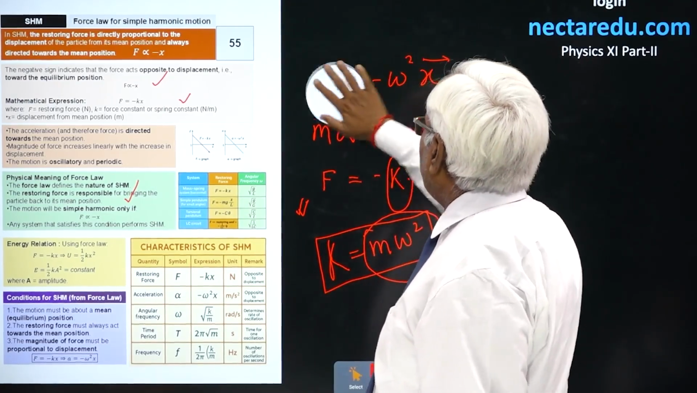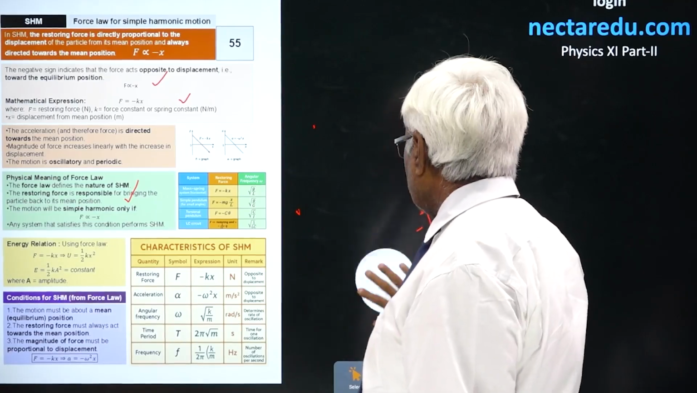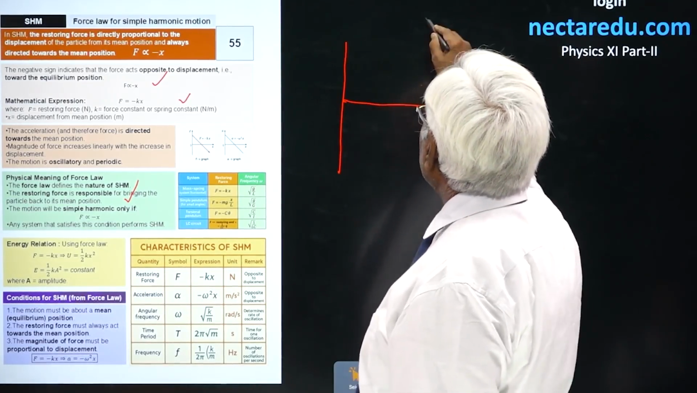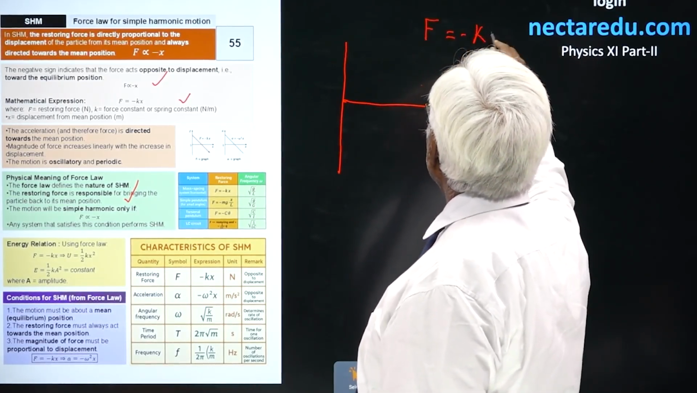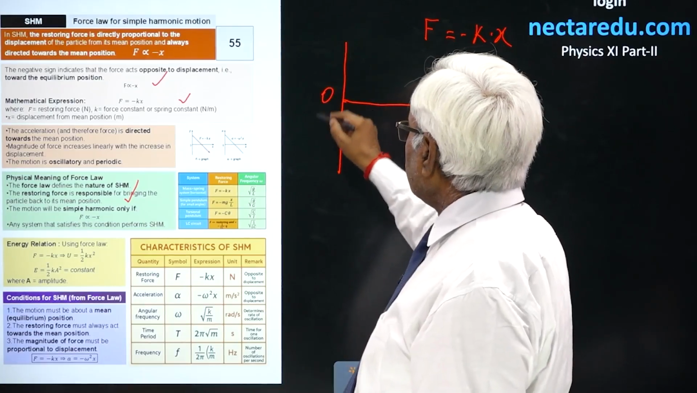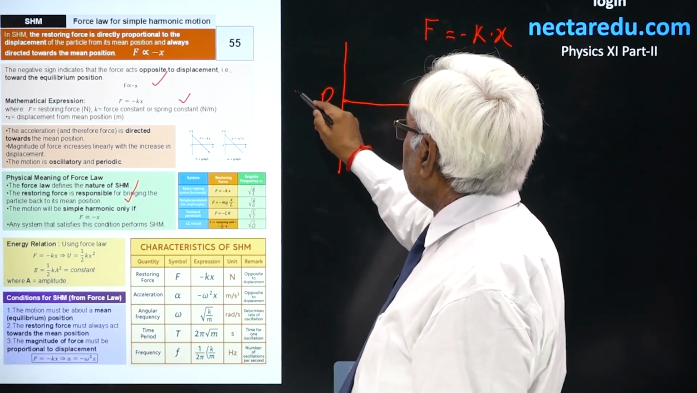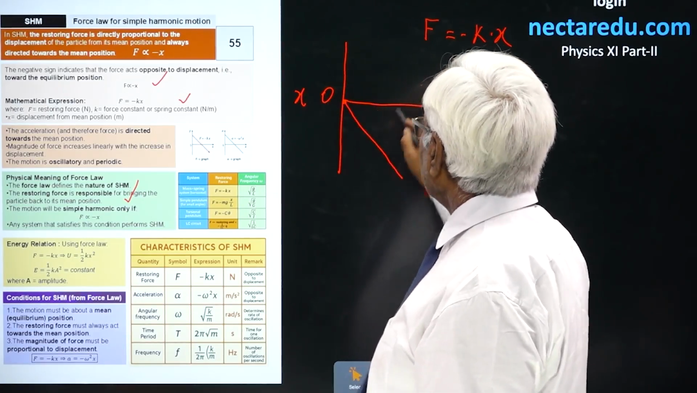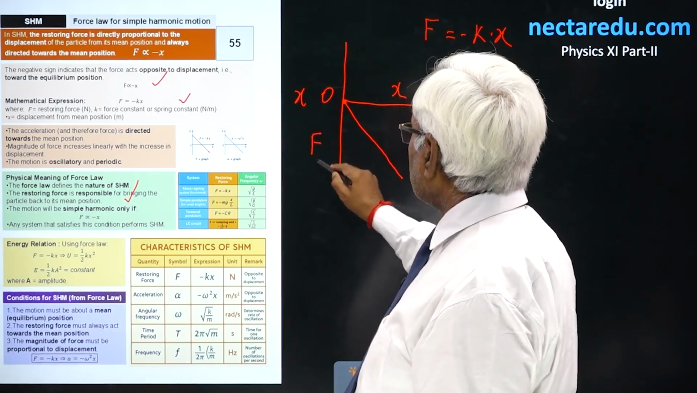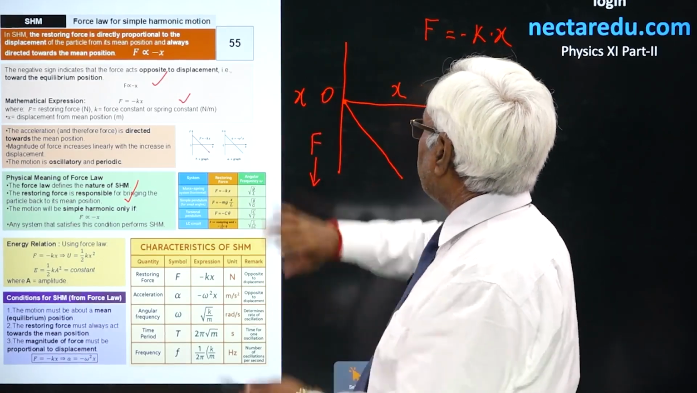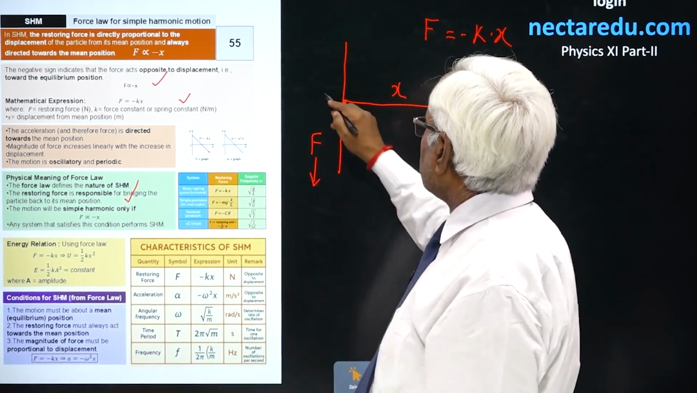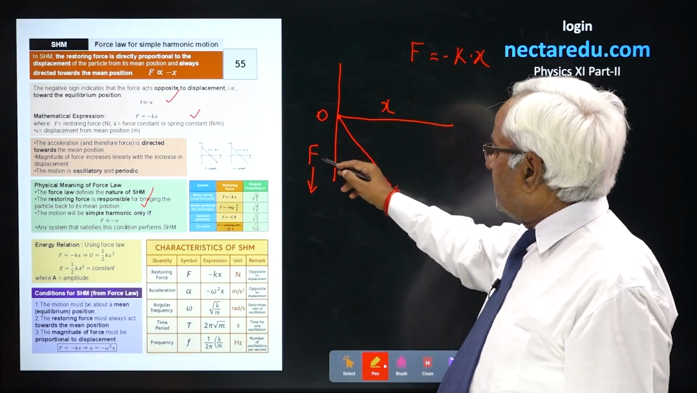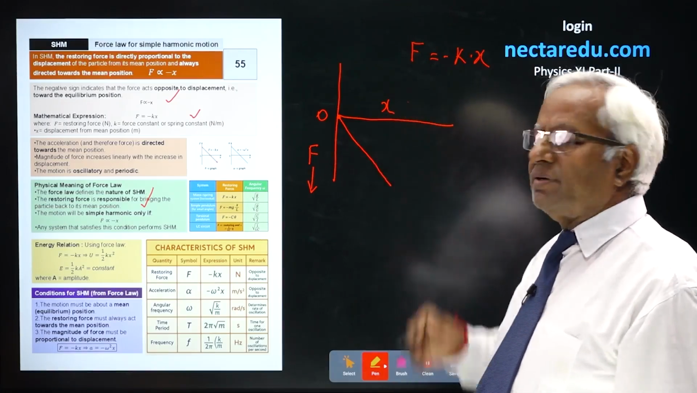Now, if you want to plot the graph between restoring force and displacement, certainly it's going to be a straight line. But since it is with minus sign, you could choose the side that's in the negative side. You are taking the displacement here along this axis, so better you choose this side. This is the restoring force, this is displacement. Same would be the graph for acceleration and displacement.